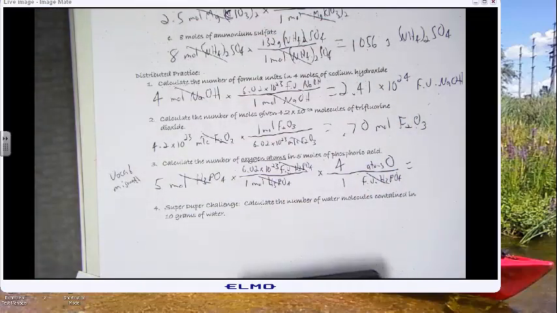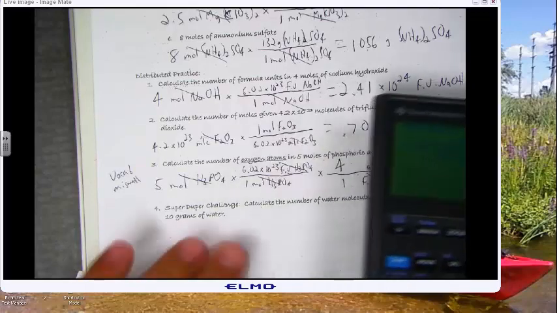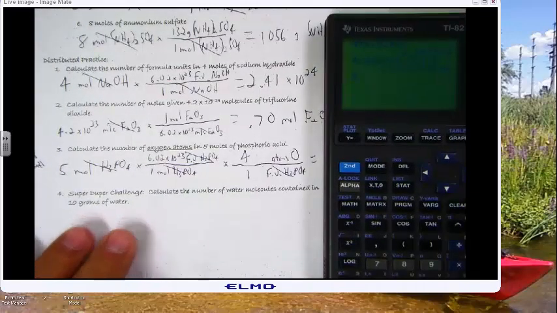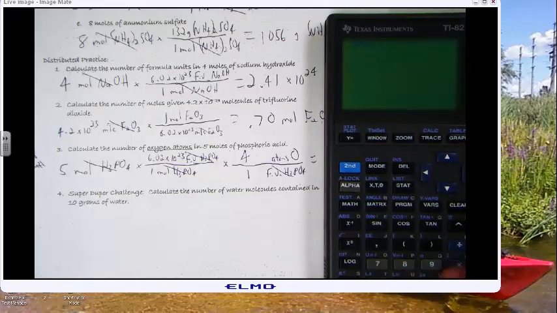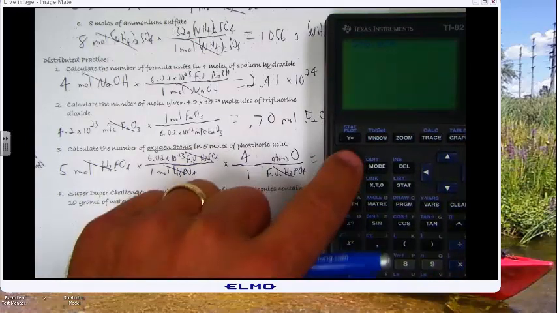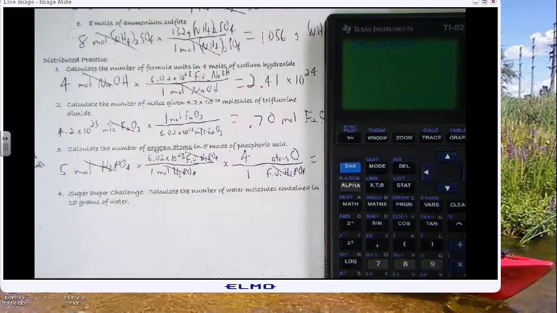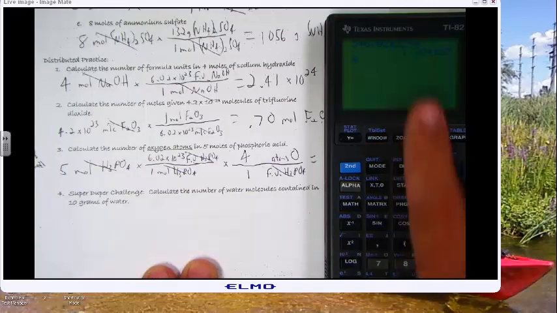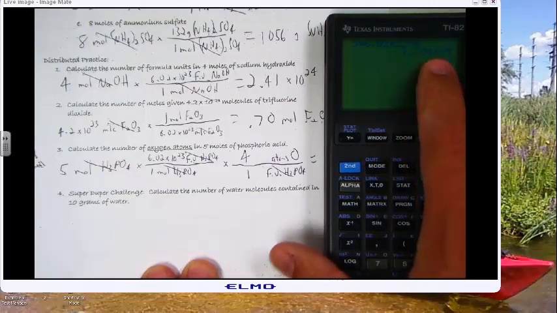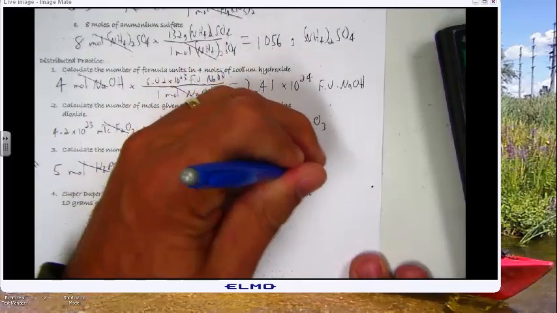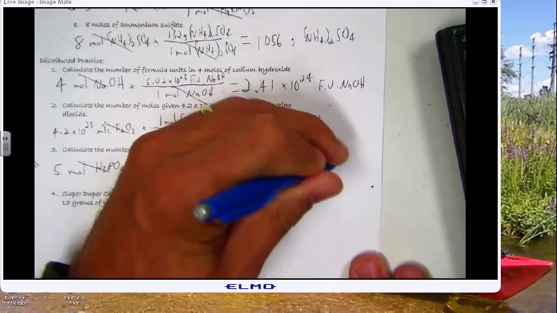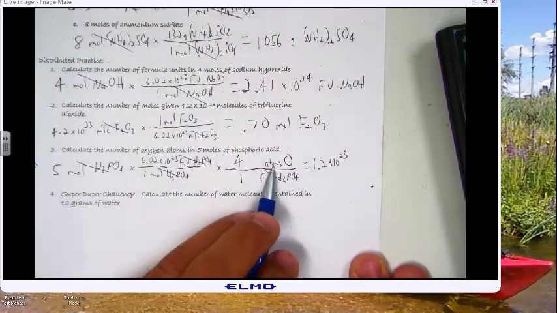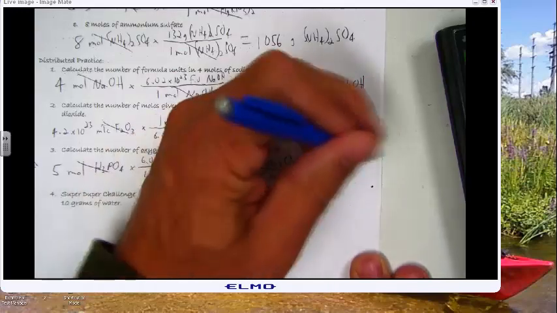Now that it's all set up, now I can use my calculator. 5 times 6.02, second function E, 23, times 4, enter. And I will get 1.2 times 10 to the 25th atoms of oxygen.